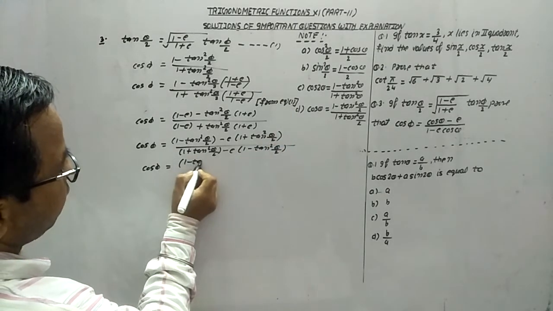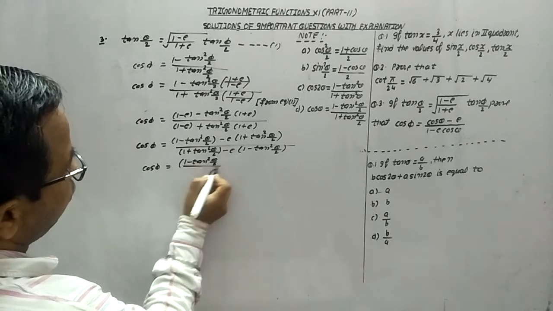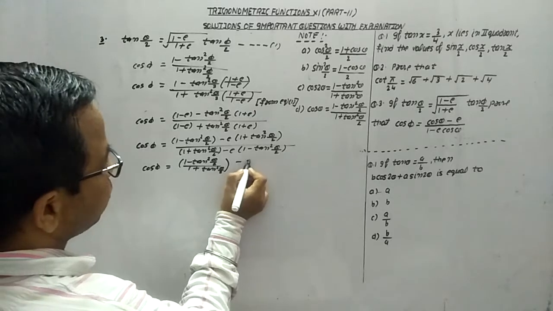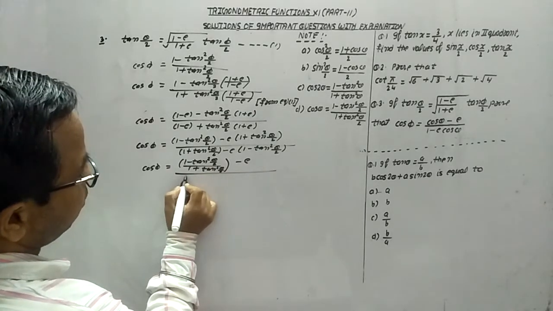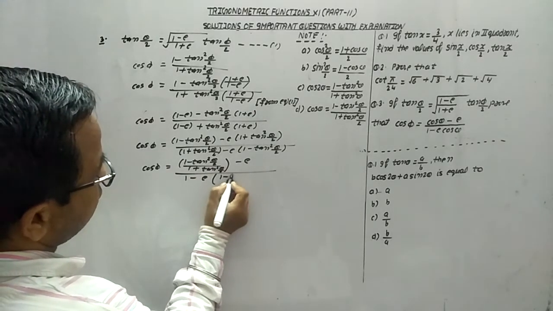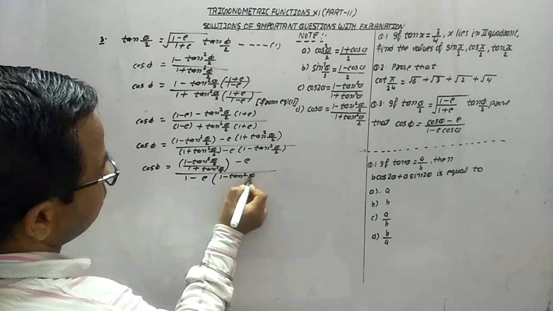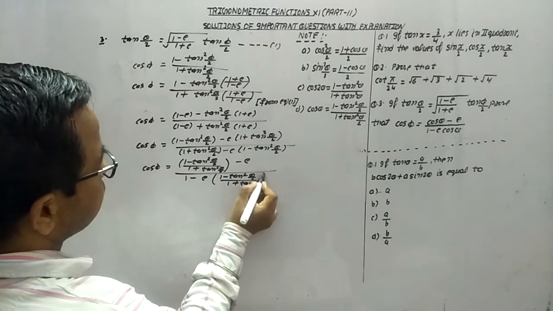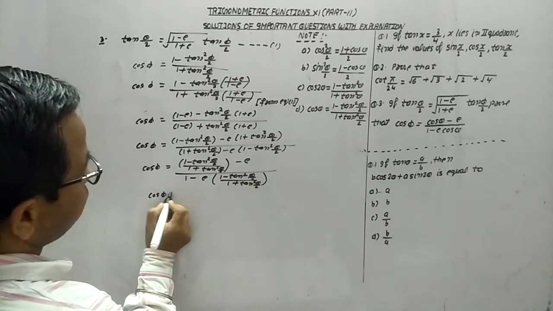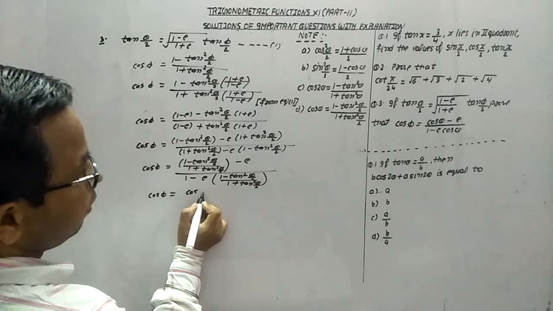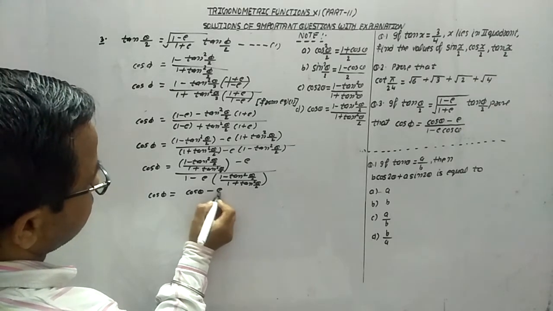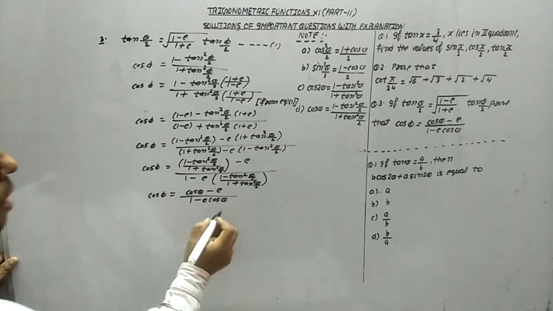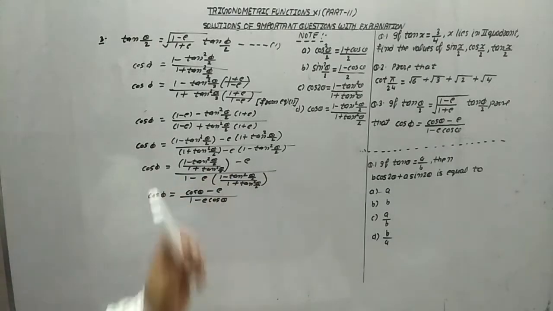So this becomes (1 minus tan square theta by 2) upon (1 plus tan square theta by 2), and this is minus e upon, this becomes 1 minus e times (1 minus tan square theta by 2) upon (1 plus tan square theta by 2). So as we know that this is equal to cos theta, this is cos theta minus e, and this is 1 minus e cos theta, and this is the answer. We have to prove this thing only.